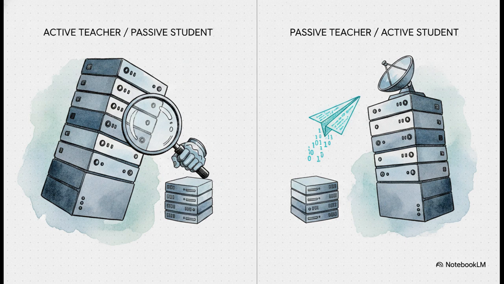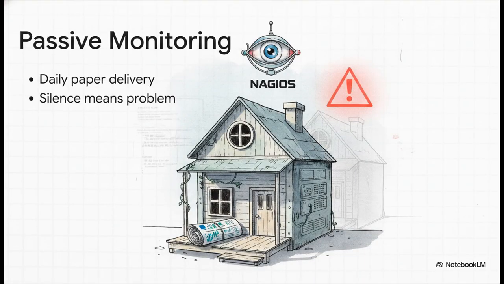Passive monitoring, on the other hand, is when the remote client takes the initiative to send its status to the server, much like a student who only walks up to the teacher when they actually have a problem or a question. Let's really cement that passive monitoring concept with an analogy.